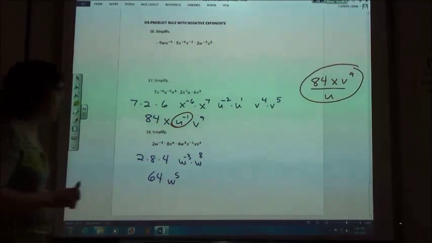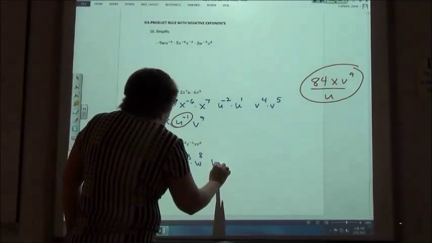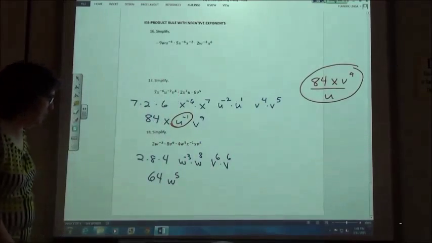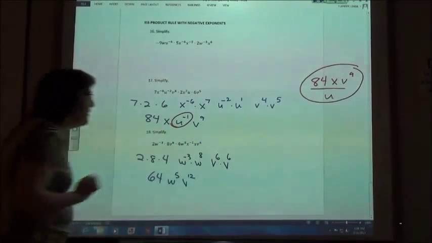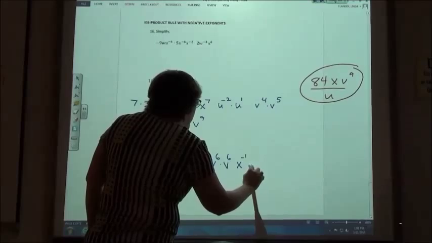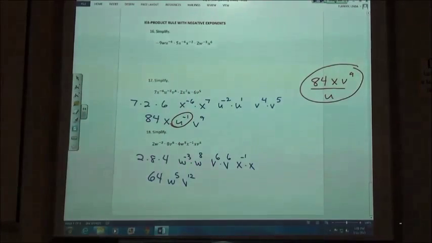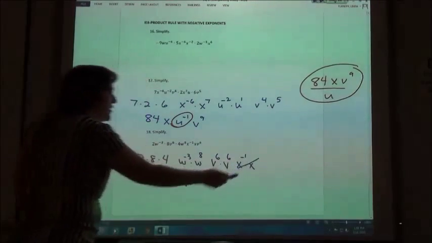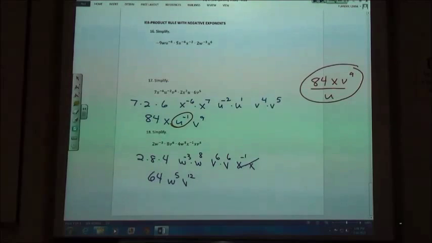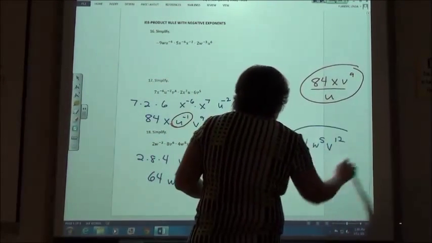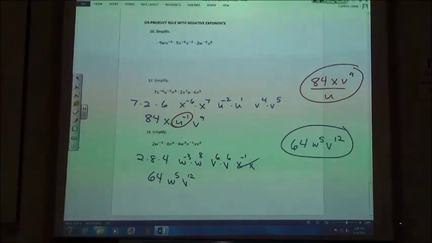Then I'm going to do v. V to the 6 times v to the 6, which would give me v to the 12th, exactly. And then I'm going to have x to the negative 1 times an x, which, what happens with that? It's x to the 0, which cancels that out of there, right? On this one, we don't have any negative exponents, so our answer is just the 64, w to the 5th, v to the 12th. I don't have to move anything to the bottom since I didn't have any negative exponents.